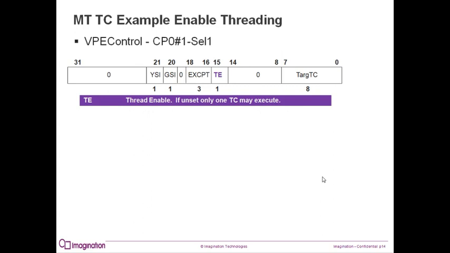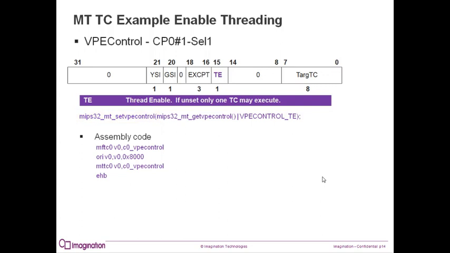After I have initialized all threads, I need to enable threading on the VPE. I do this by setting the TE bit in the VPE control register. To do this, I use the MIPS32MT get MVP control macro to get the current value of the VPE control register. Then I use the VPE control TE #define to set the TE bit, and then the MIPS32MT set VPE control register to write the register back. Here is the assembly code.